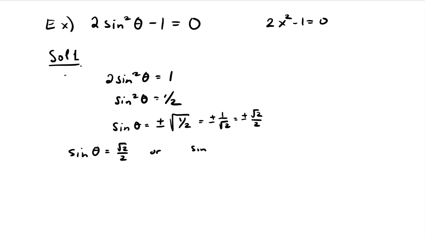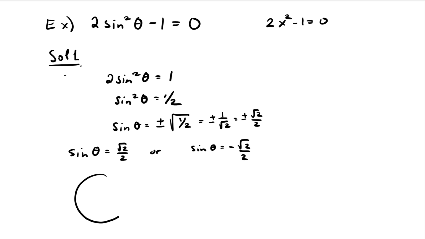Or this one. Notice if I would have kept only the positive square root, I would have missed a lot of solutions. Infinitely many, actually. So the first equation to solve: sine of theta equals root 2 over 2.